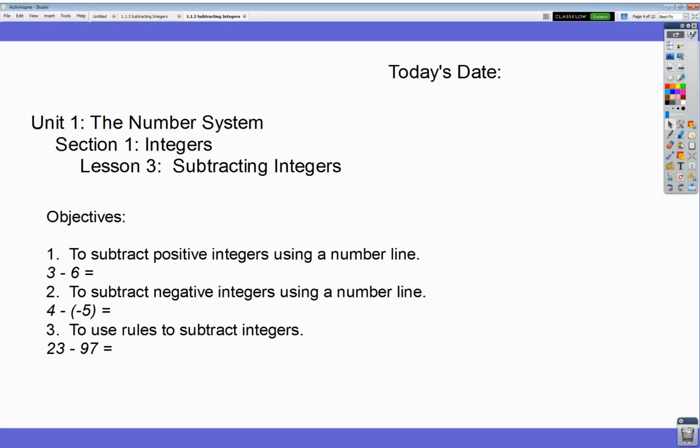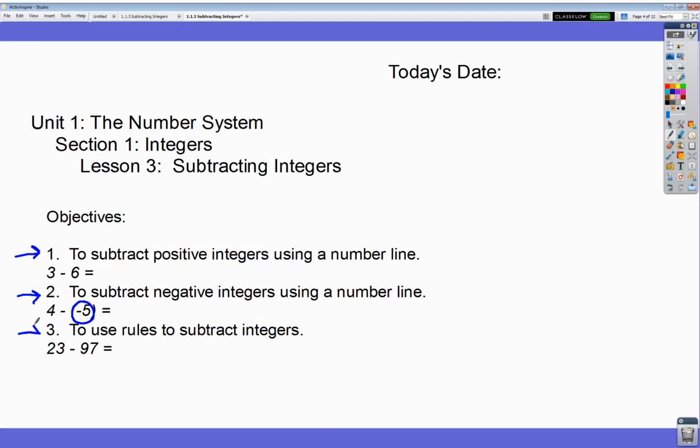Okay, we have 3 objectives for this lesson. The first is to subtract positive integers using a number line. So we'll have something like 3 minus 6, and we'll use the number line to find the answer. Second objective is to subtract negative integers using a number line. So if we look at this example, we see that our second integer is negative, and we're subtracting it. So we have 4 minus a negative 5, and we're going to learn how to do that.